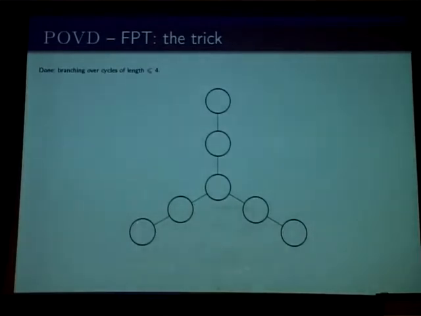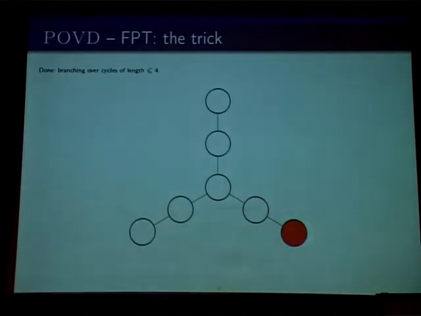So what was this previous algorithm doing? Assume that we've already branched over all cycles of length at most 4. So the idea was that either this vertex is in the solution, or this, or this, or this, or this, or this, or this. 7 branches.